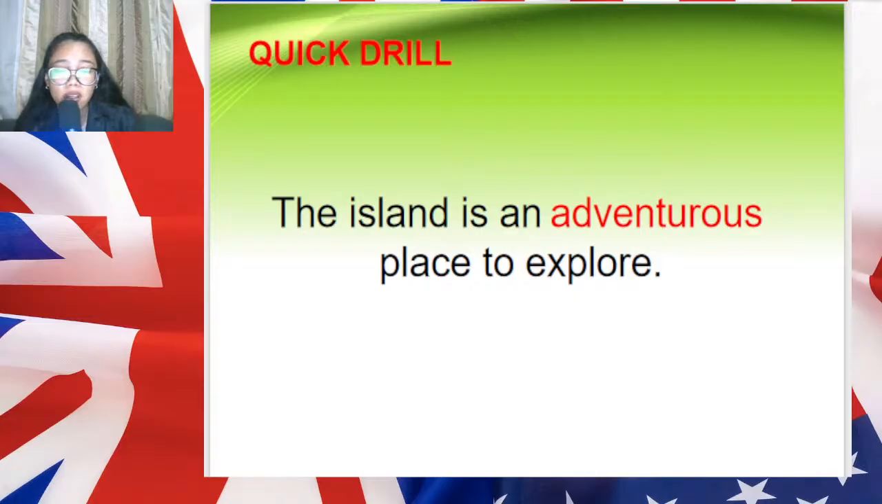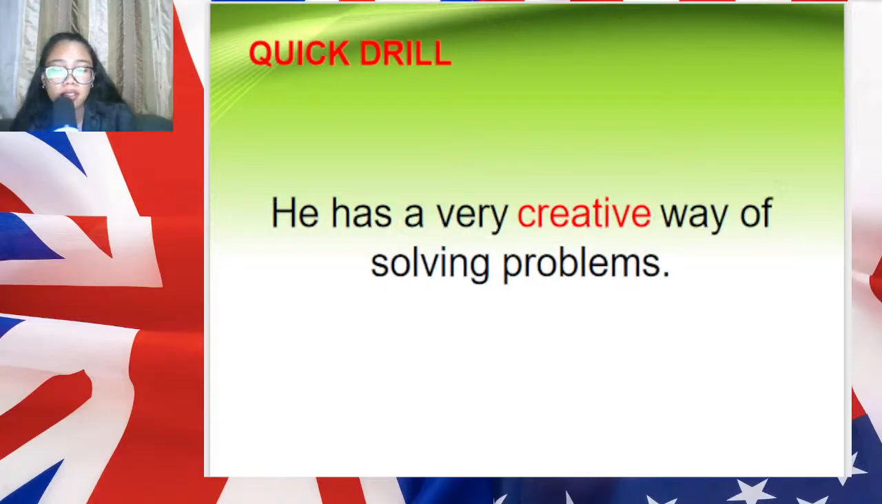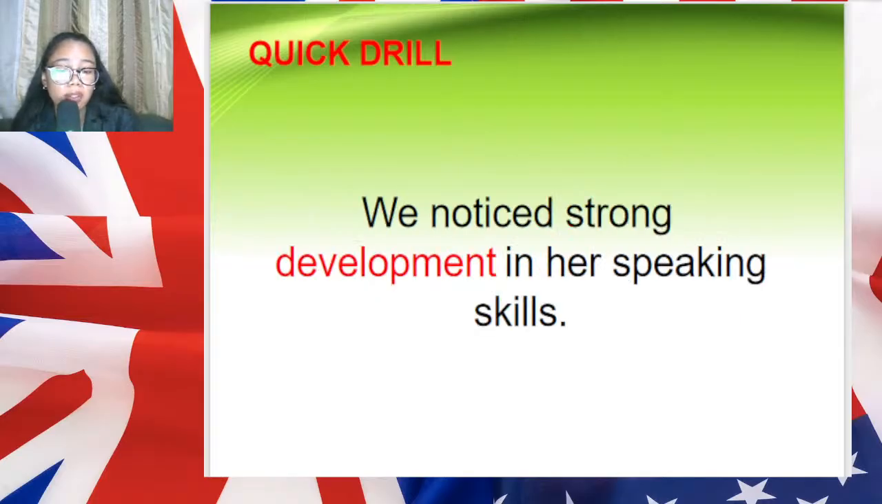Okay. Second, he has a very creative way of solving problems. That's creative. It ends with -ive, and the suffix often causes stress to fall on the third syllable from the end. So here, it's very creative. In this case, it means the second syllable overall. Creative. That's the middle syllable. A carries the stress.